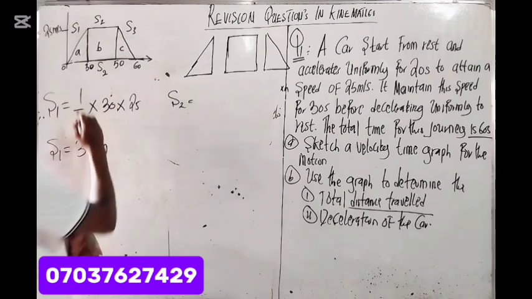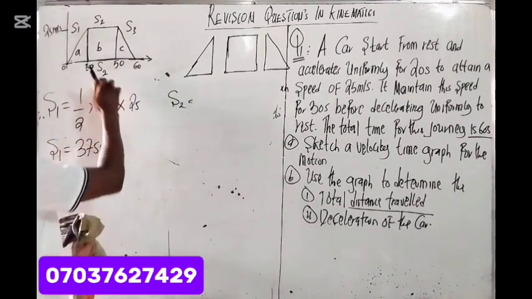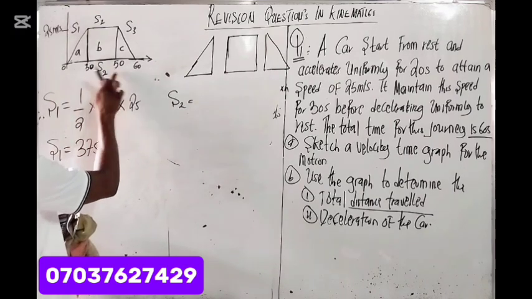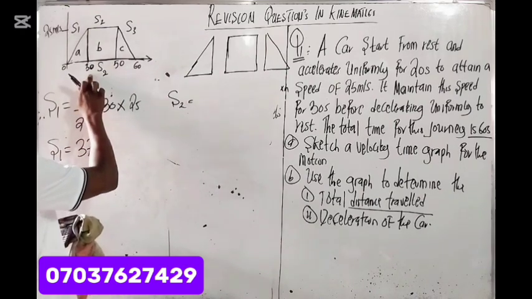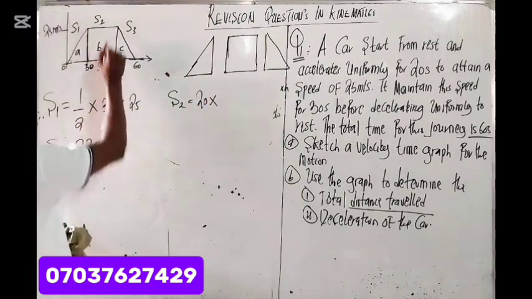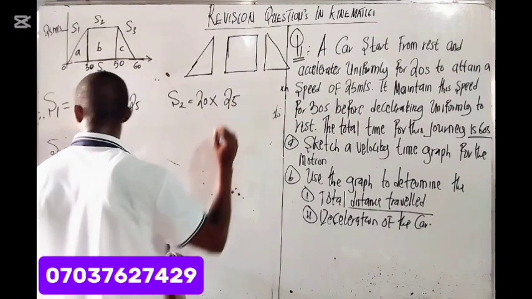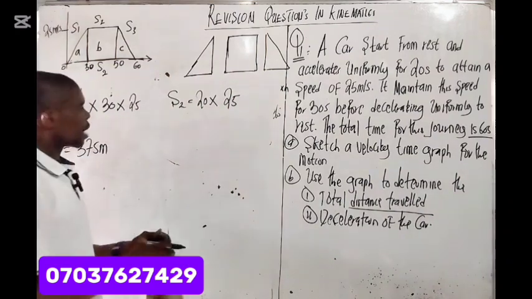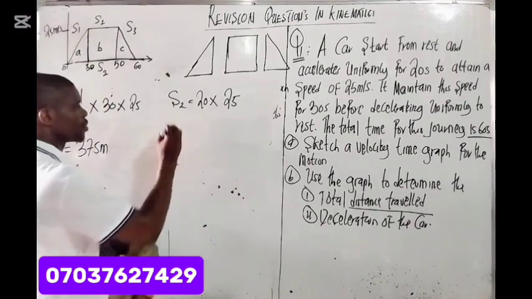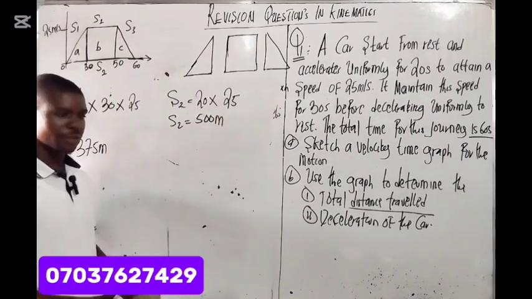50 minus 30 is 20. Because from here to here, from here is 30, and here is 50. So if you take the difference, 50 minus 30, it's going to be 20 times my height. If you look at my height, here we have 25. So it's going to be 20 times 25. Here we have 500. S2 equals 500 meters. Do you see that?